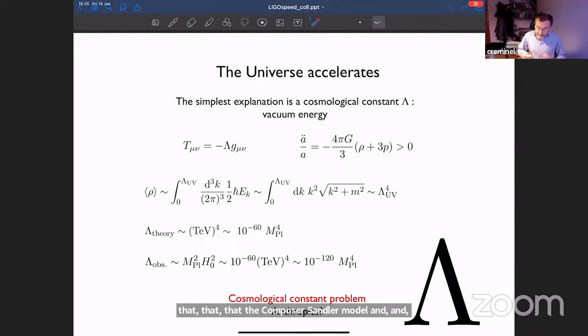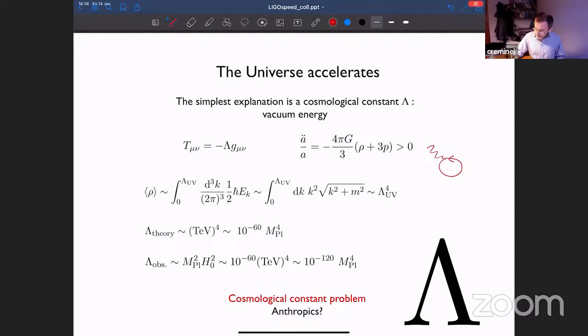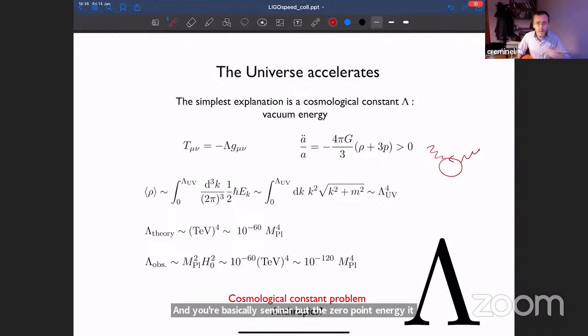But naively, if you buy this, then you can calculate the contributions to the cosmological constant coming, for instance, from a loop of electrons or any particles coupled, of course, to gravity, and you're basically summing up the zero point energy, at least in the free theory, of all possible oscillators. Apart from the details, since the cosmological constant has dimension 4, you get something which is quartically divergent.